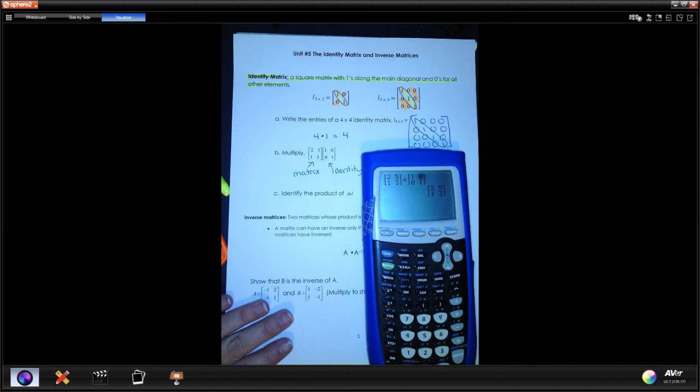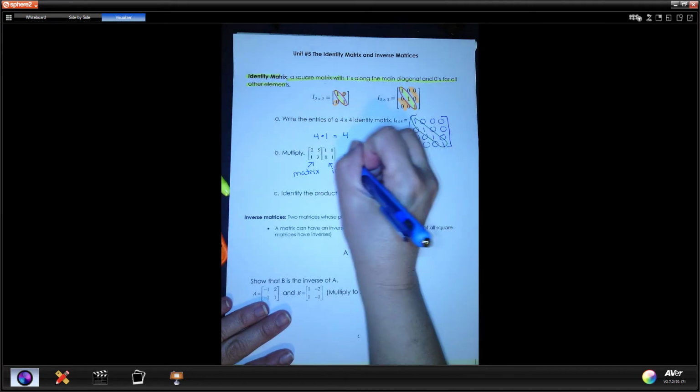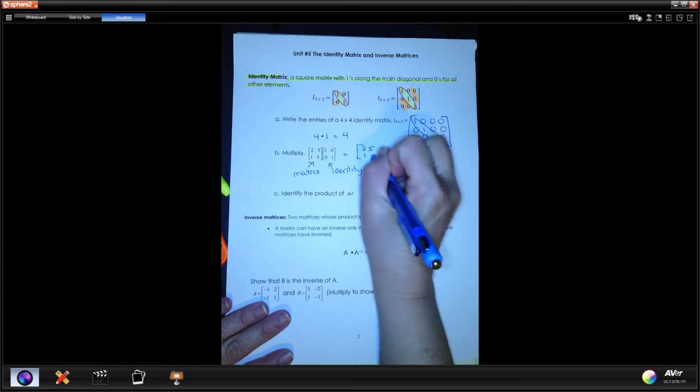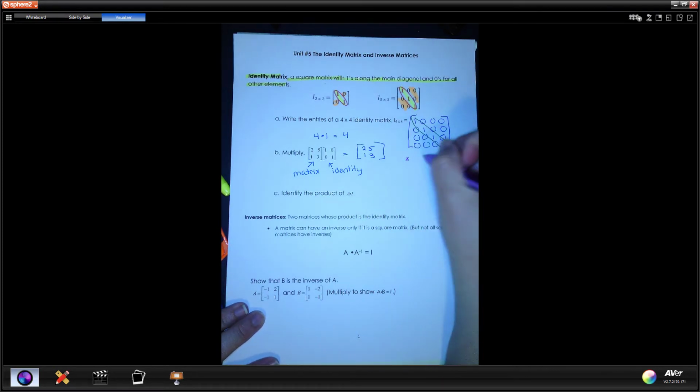And oh my gosh, lo and behold, it is. So this equals 2, 5, 1, and 3. When we're multiplying that matrix by the identity, we get the original matrix.